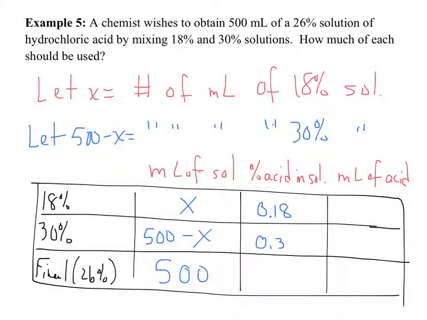0.3. And finally, 0.26. That's the percent of acid in each of these. This is how many milliliters. This is the percent acid per milliliter. So if I know this is the percent acid per milliliter, and this is the number of milliliters, if I multiply these two, it'll give me the exact milliliters of acid in that solution.